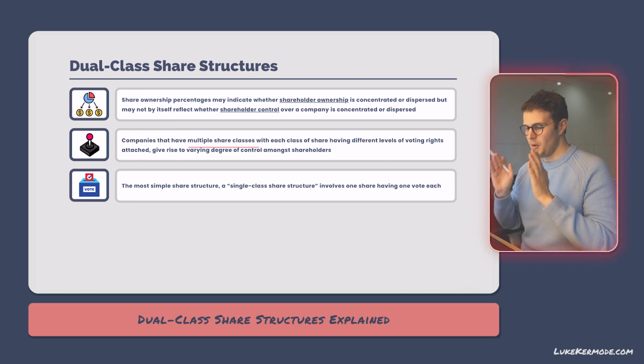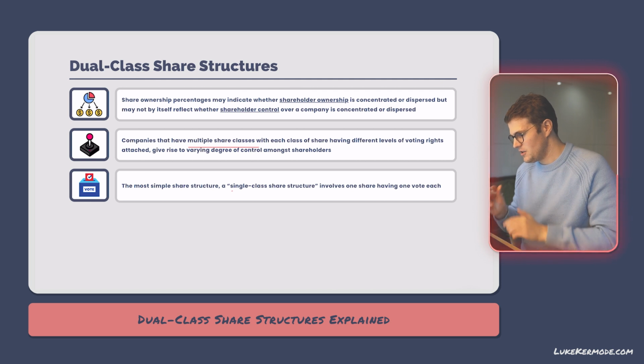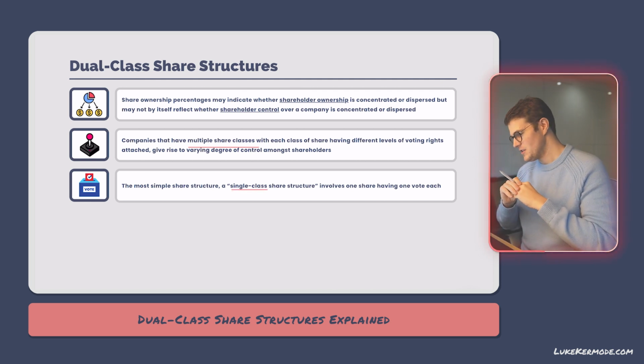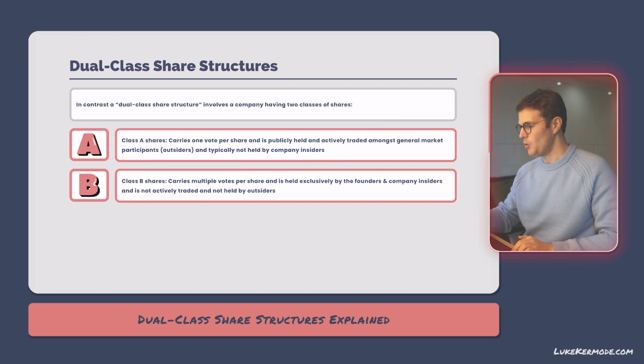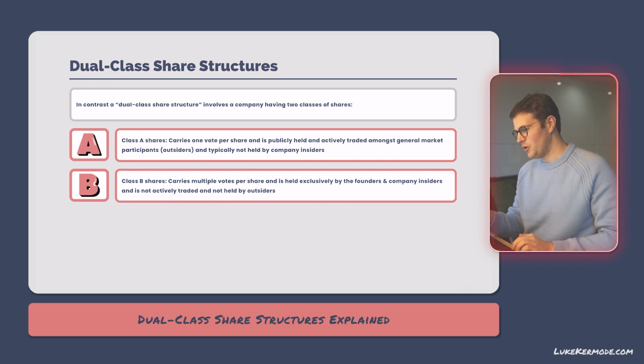So the most simple share structure is known as a single class share structure, which involves one share holding one vote. So that's the most simple share structure that a company follows, but we're going to focus in a little bit more on dual class share structures. So dual class share structures involve companies having two classes of shares.